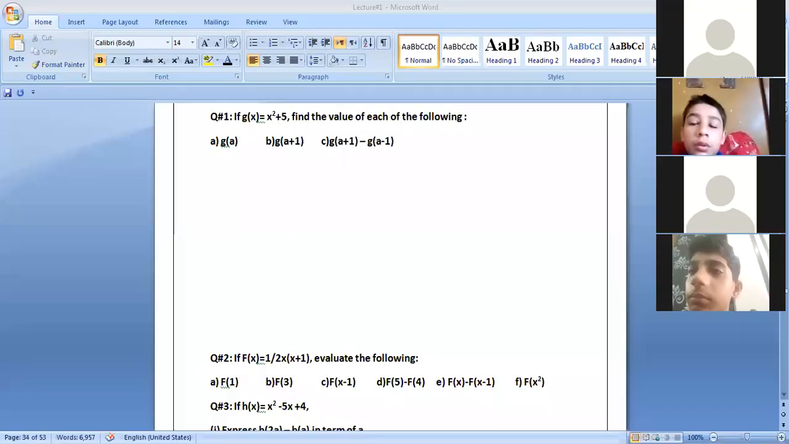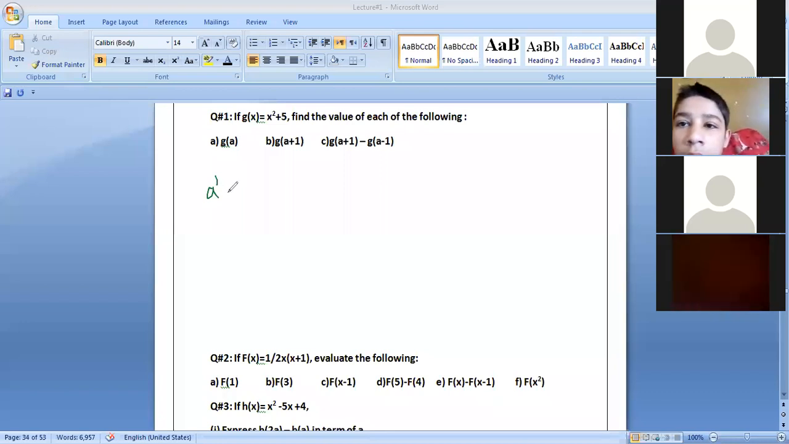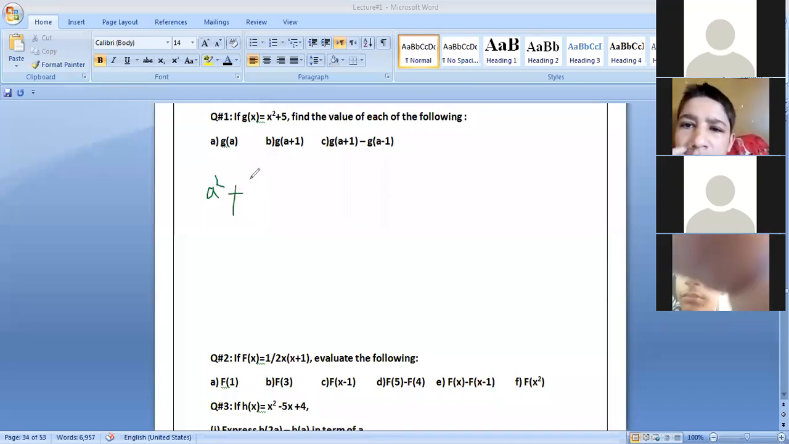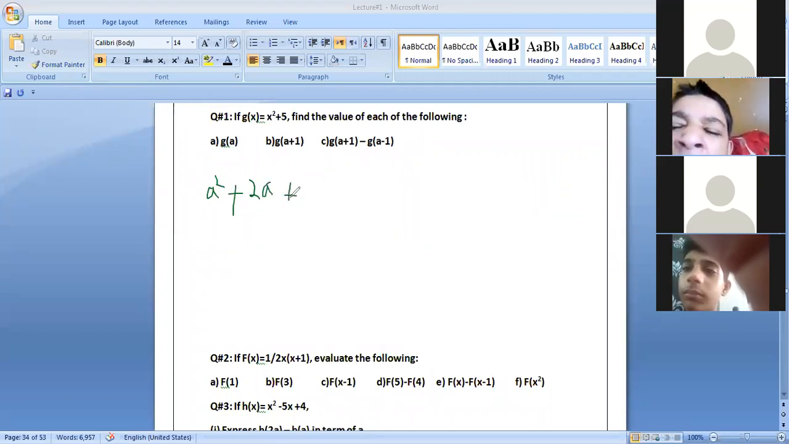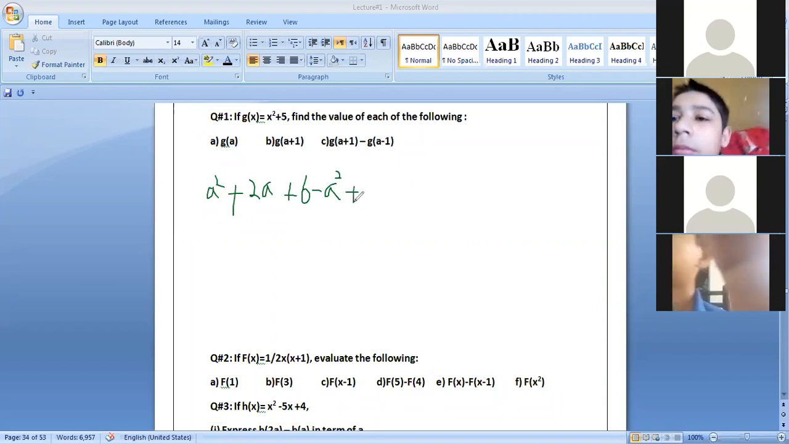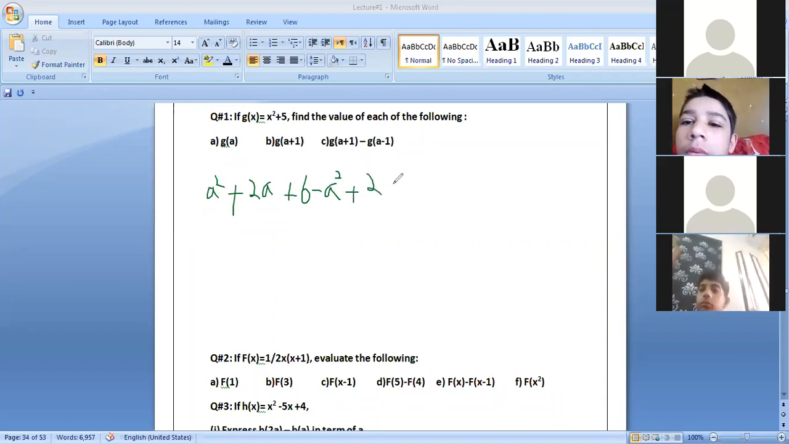Yes class, are you getting my point, students? So our answer would be, हमारे पास जो फॉर्म आई थी, it becomes a square plus 2a plus 6 plus, when we open the bracket, sign changed, it becomes minus minus plus. ये हमारी फाइनल फॉर्म थी जो हमने अभी सॉल्व की थी.